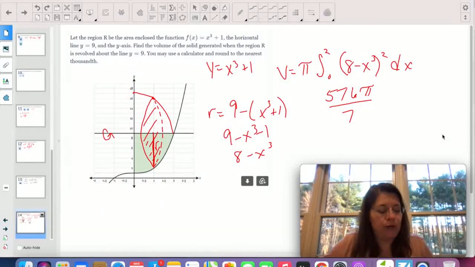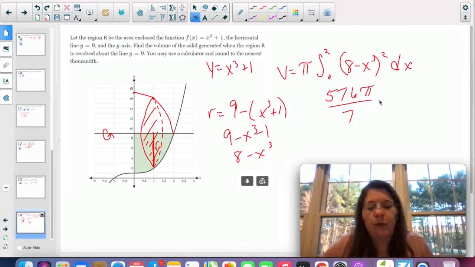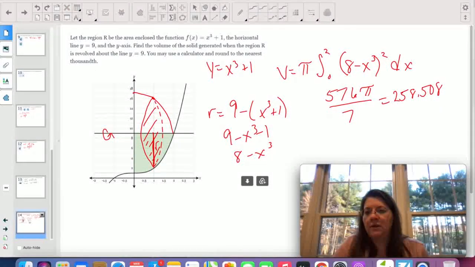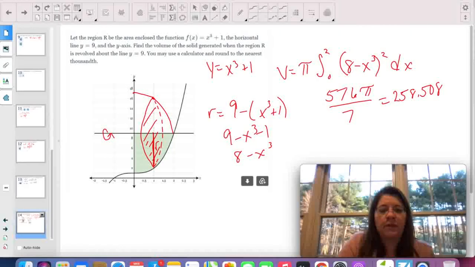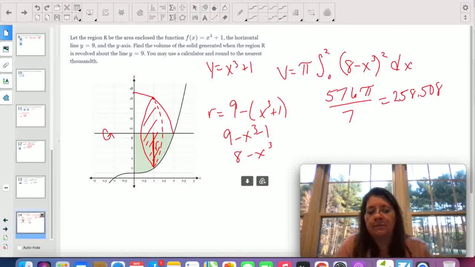If they ask for it in thousandths, I could convert that and say that that is 258.508. So if you round to the nearest thousandth, this is what it would be. I typically prefer the exact answer, and no rounding is required if you have the exact answer, but it's going to depend on what the directions ask for. So just follow the directions in the individual problems, and you should be fine. I hope this gives you a good idea of what the disk method is.